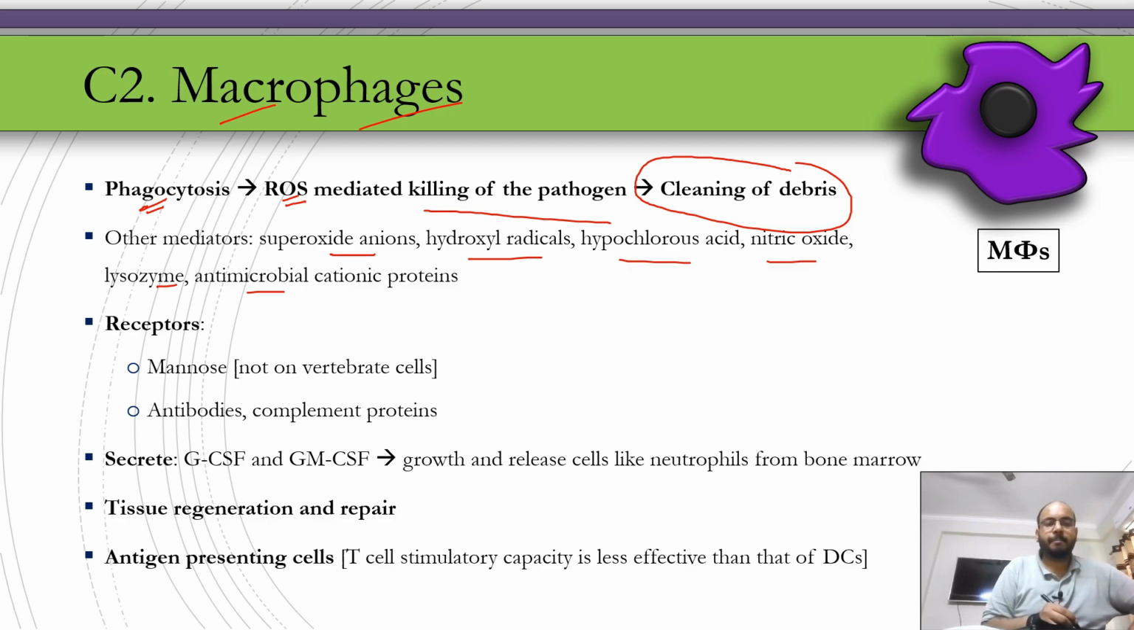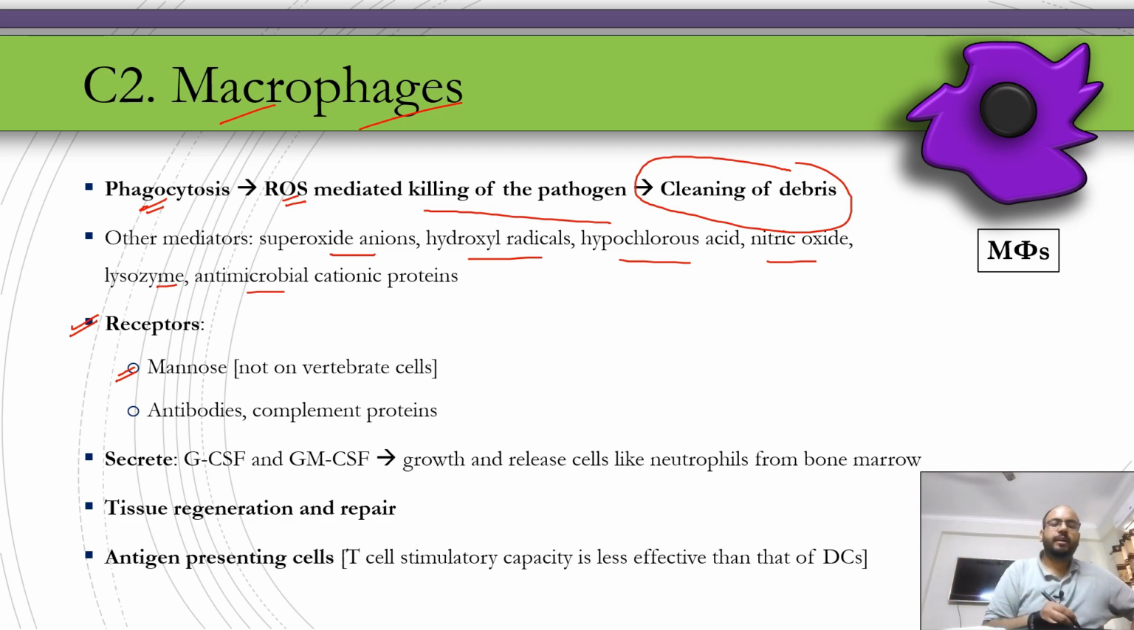Okay. Now, macrophages can also get stimulated through their receptors. They have receptors for mannose. Mannose is not found on vertebrate cells; it is found on bacteria. That is why macrophages can get activated by proteins like lipoarabinomannan on the bacterial cell wall. So mannose is an important sugar found in the bacterial cell wall. When bacteria are destroyed, this sugar is released into circulation and attaches itself to the mannose receptors on macrophages, and macrophages can then get activated by them.